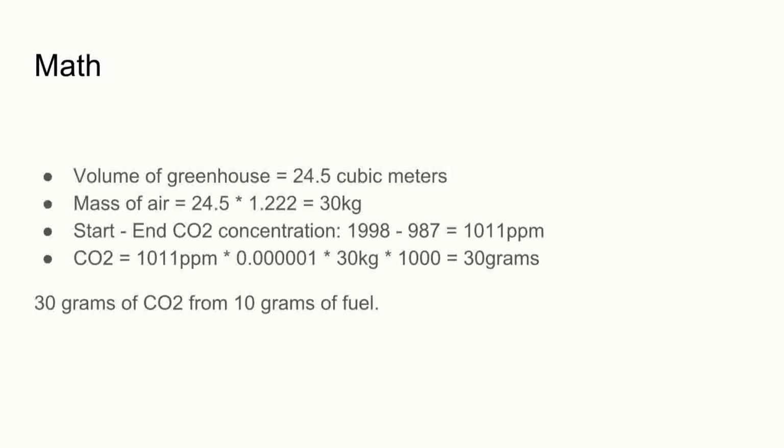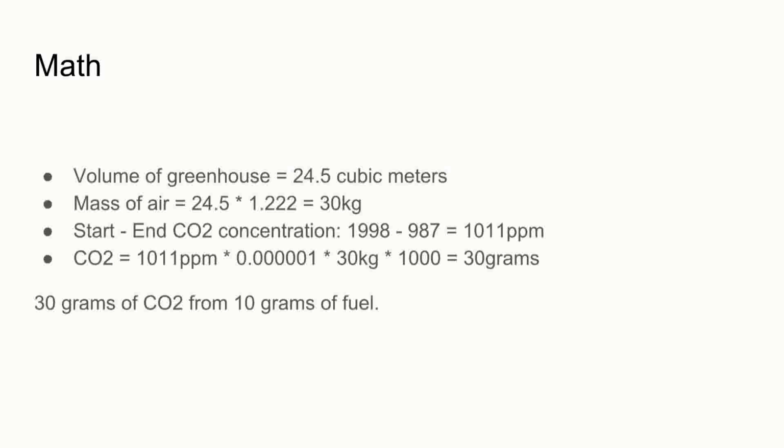So to calculate how much fuel we're using, we need the volume of the greenhouse, and in my circumstance, it's about 24.5 cubic meters. Then we get the mass of that air, which is about 30 kilograms. You multiply it by the density, which is 1.22. We take the start CO2 level, which is about 2,000, and then we subtract it from the end to get the difference, the total amount of CO2 consumed.